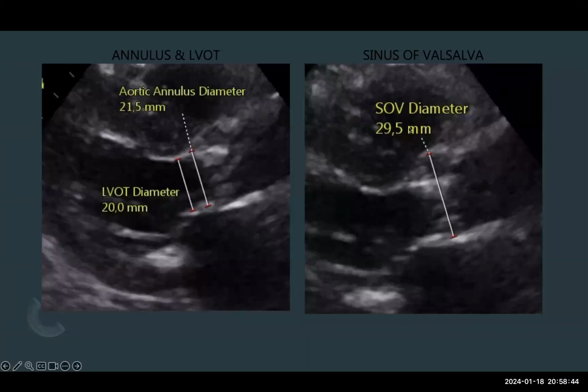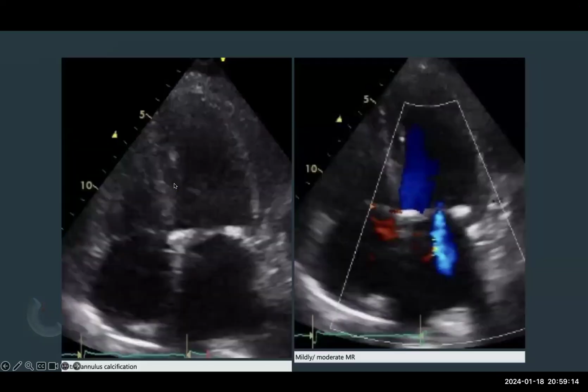And the other thing, the sinus of Valsalva, we have to measure it. It has to be more than 8, because when we put the valve, we should have a space for the blood flow to go around the valve to get to the coronaries. If it is very narrow, that's very problematic. So you have to have the sinus of Valsalva measurement, aortic annulus measurement, and LVOT measurement.